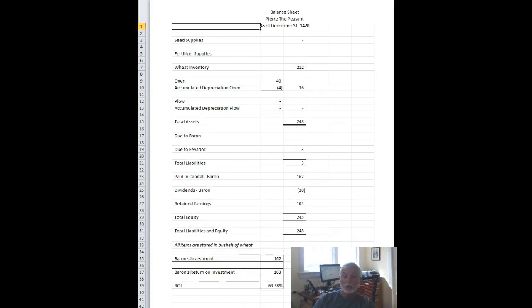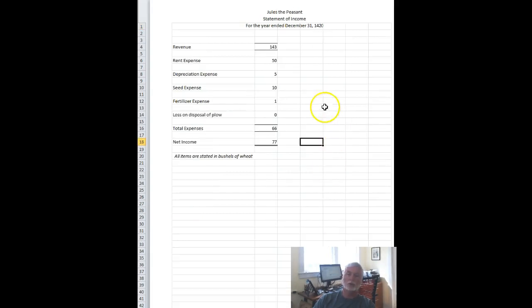Rather than just allowing somebody to rent the land and taking the bushels of wheat he would have gotten there, he did substantially better than that because he invested and got a better return. I've also prepared an income statement for Jules and Pierre. So there's Jules' income statement: revenue minus rent, minus depreciation, minus seeds, minus fertilizer, no loss on the disposal of the plow, 66 bushels expense, 77 bushels of income.